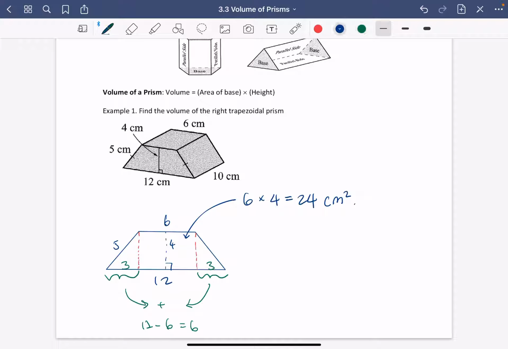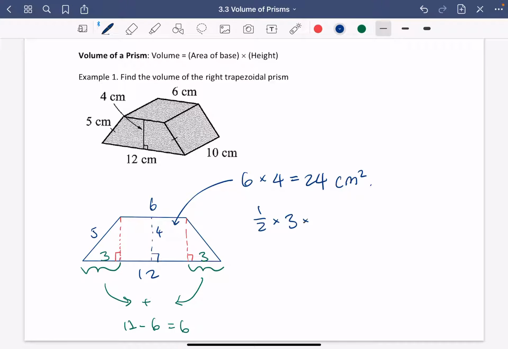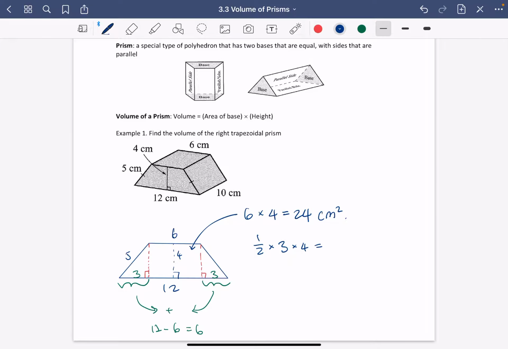Well, we know how to find the area of a triangle, right? From yesterday's notes, area of a triangle is half times the base times the height. So the base is 3. So half times 3, and then times the height. Height is this length. This length is the same as 4, so times 4. So half times 3 times 4 will give you 6. Okay, 6 centimeters squared.